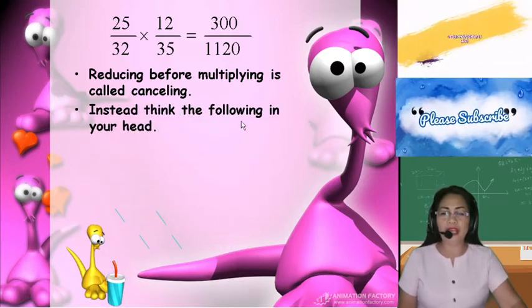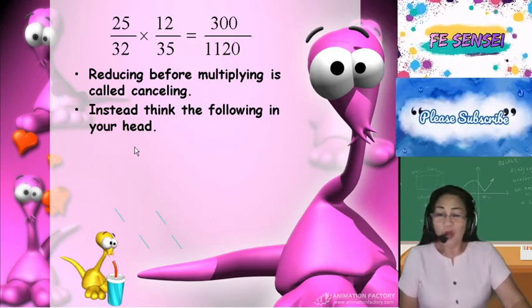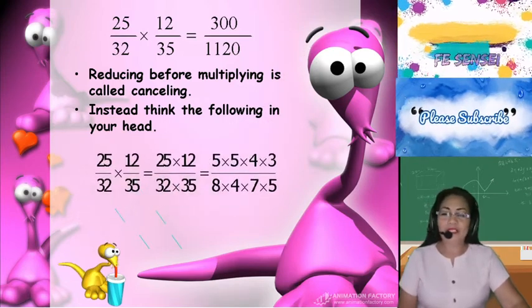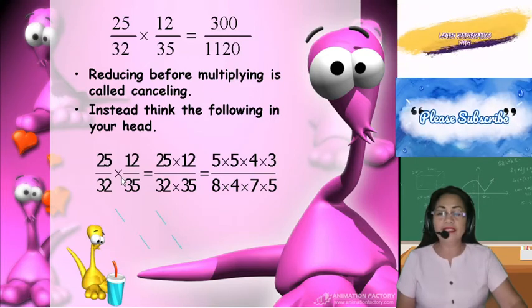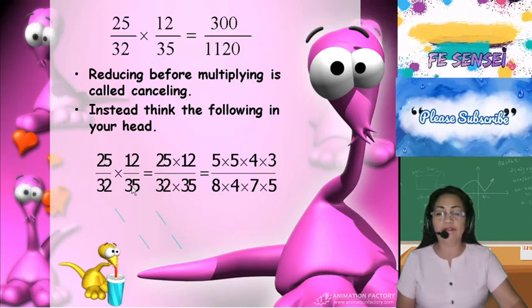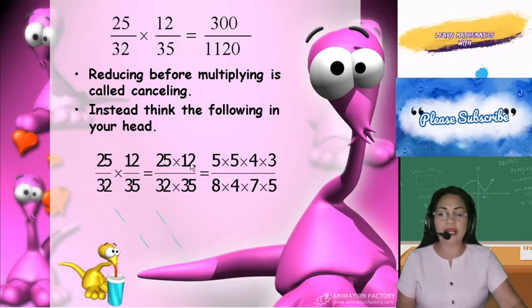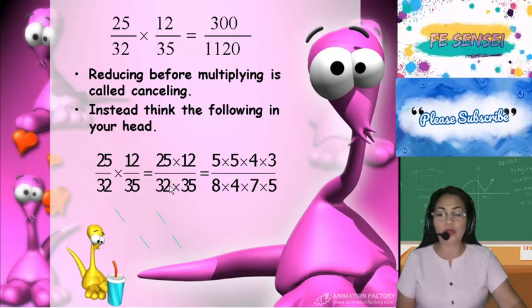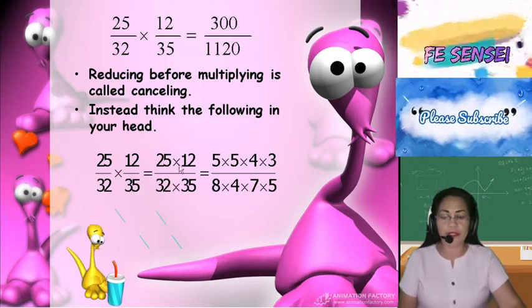So we have to think the following in our head on how to do canceling. Okay, so this is it. 25 over 32 times 12 over 35. So 25 times 12, then the denominator 32 times 35. We have to simplify it first.